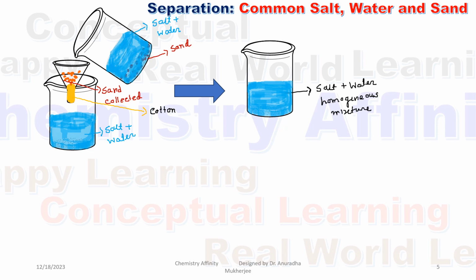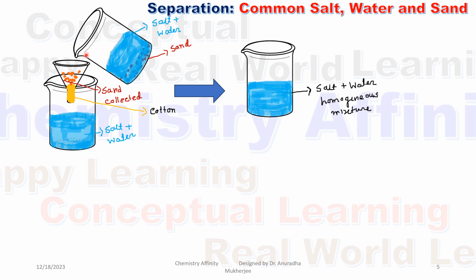Next separation is mixture of common salt, water and sand. This beaker contains salt water and sand particles. Sand particles make a heterogeneous mixture. So here we need a simple technique which is called filtration. Here we have taken a funnel. Here we can keep filter paper or we can close the funnel with a cotton plug.